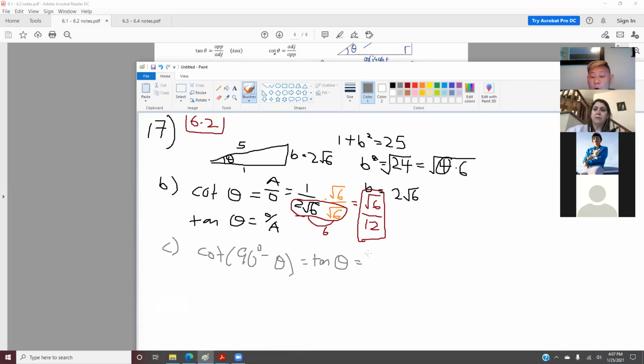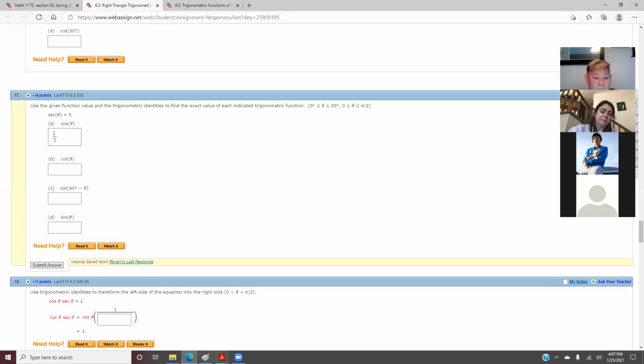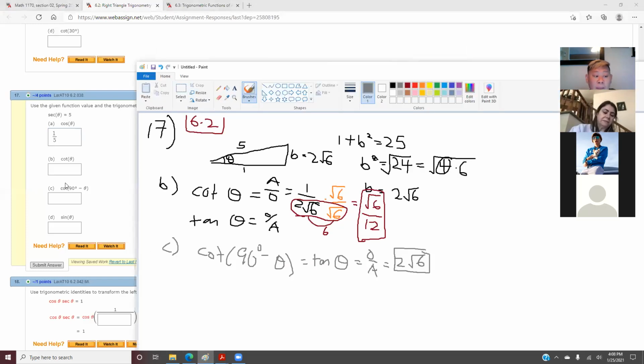And using your SOHCAHTOA, tangent is TOA, so it's opposite over adjacent. So by looking at the triangle, again, this triangle is what we're going to do in question 17. Opposite is 2 root 6. And then adjacent in this case is 1 over 1, which you don't need to write. So your answer for part C in this case is 2 root 6. You guys all right here with this question?